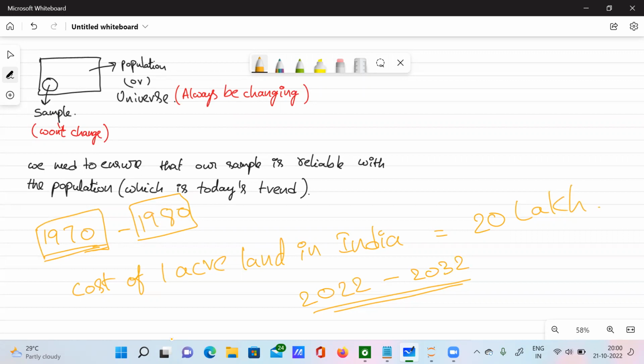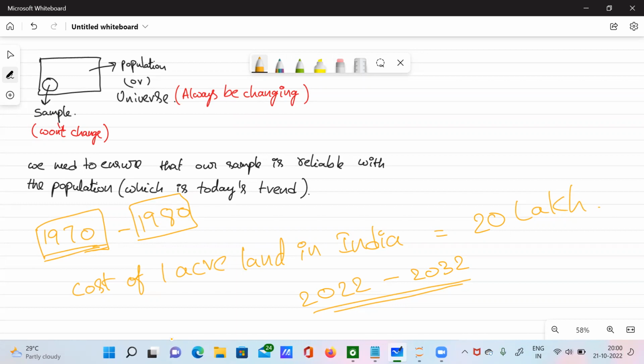Now, if I want to predict the cost of 1 acre of land in India in the period 2022 to 2032, let's say my model has predicted that cost as maybe some 40 lakh. So I have built some kind of model and it has given me this particular output, 40 lakh. So is it reliable with today's trend? We need to think about that.